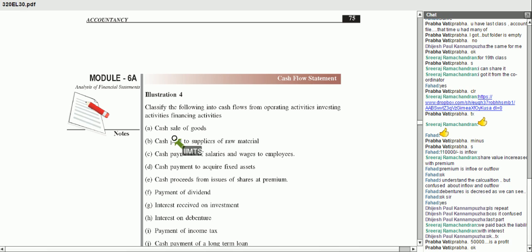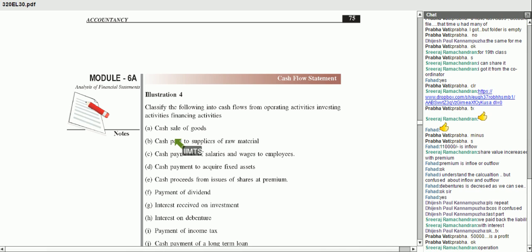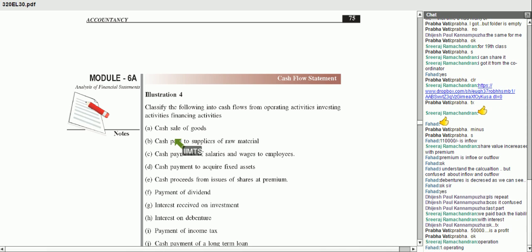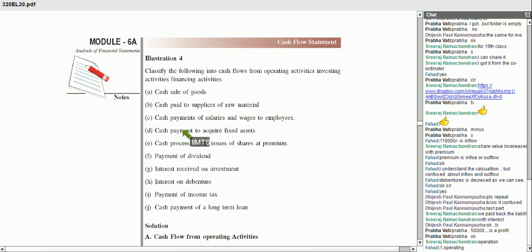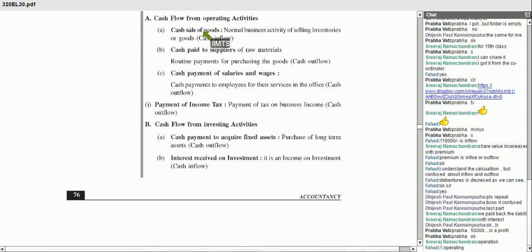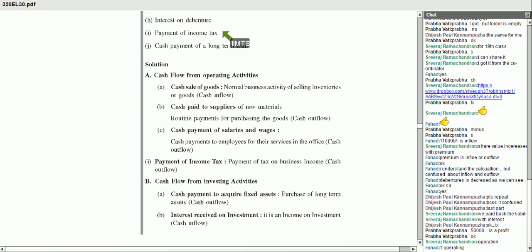Cash sale of goods. Which activity is this? Cash flow from operating, investing, or financing? Sriraj says operating. Fahad says operating. Let's check. Yes, the answer is operating. Cash sale of goods is the normal business activity of selling inventories or goods, which is cash inflow.